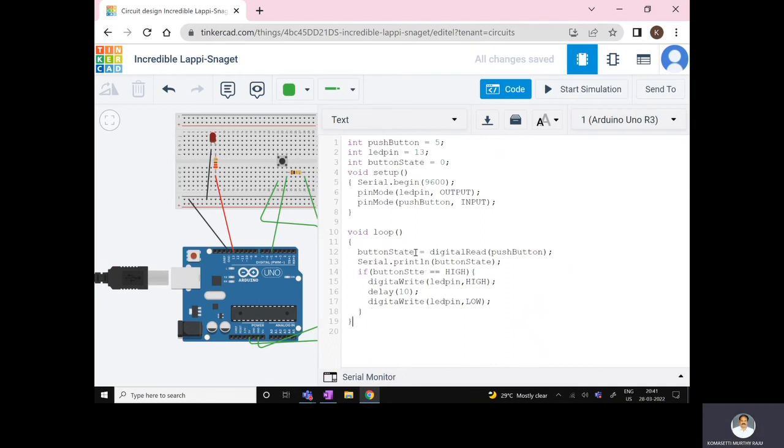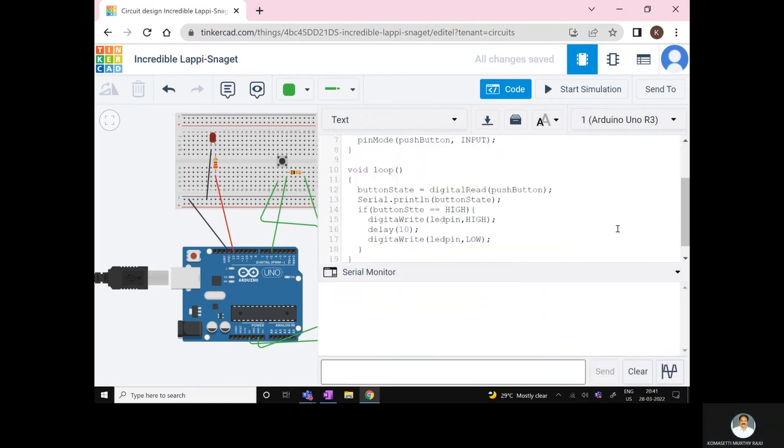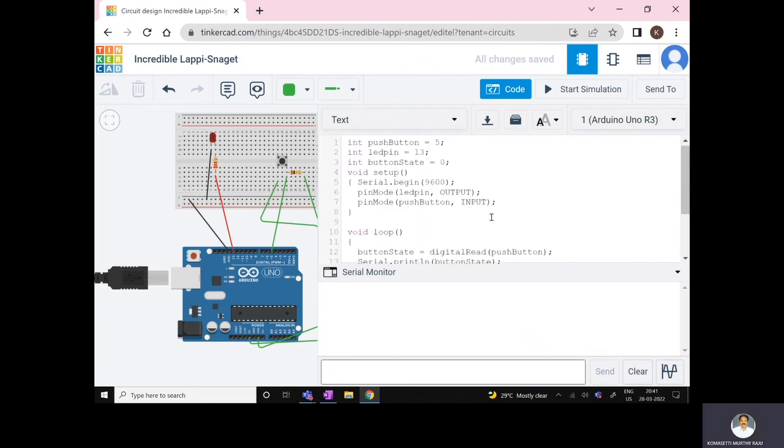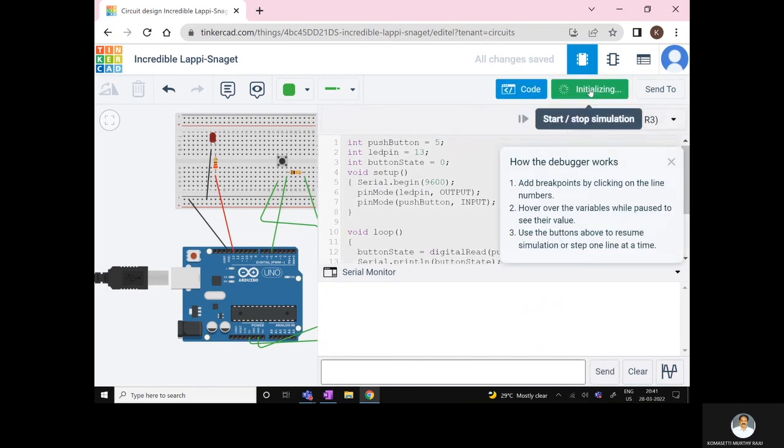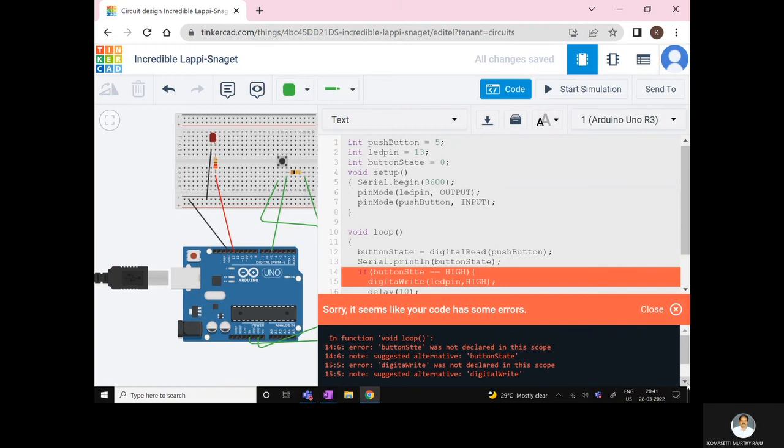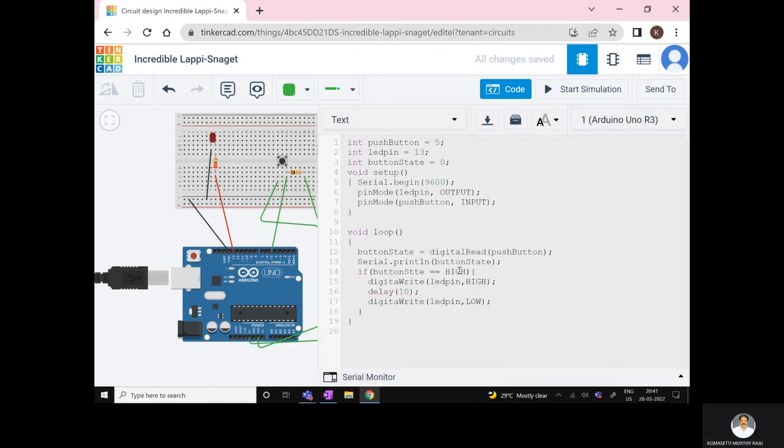This one is the button state, meaning pressed state or unpressed state. Here we use a Serial dot println. We will see this one on the serial monitor. Here button, println.